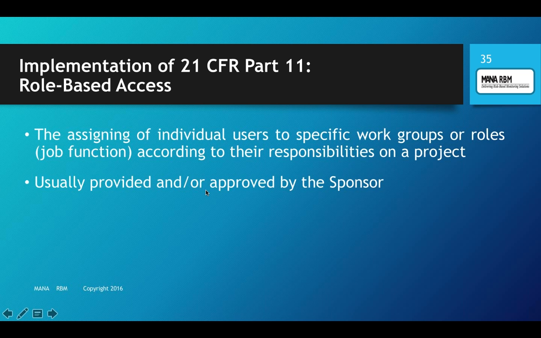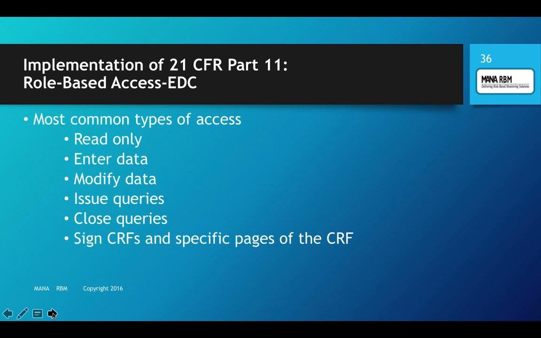Usually what you'll see, and most of you have probably put these together for an EDC system at least, is you have the user's name, their email, you may have the affiliation, and then what role they have. From that role, that will define what they're able to do within the electronic system. And since we use multiple electronic systems, oftentimes the person will have a different role depending on the system.